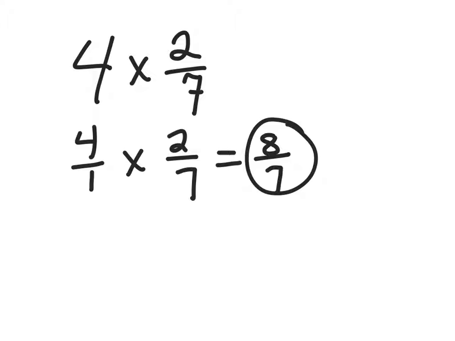However, it is not simplified because it is top-heavy or an improper fraction, right? So that means I can think of fractions in 3 ways: 8/7, 8 out of 7, or in this case, 8 divided by 7.